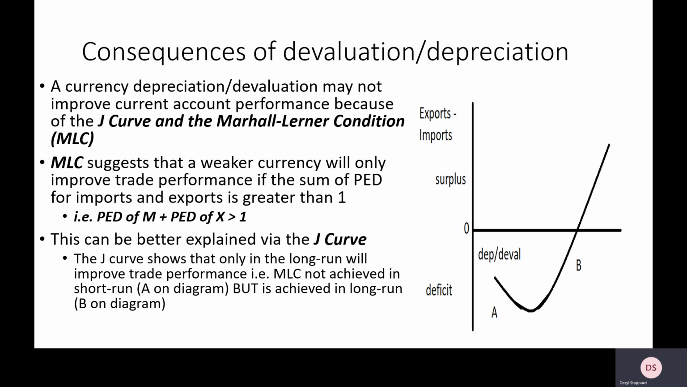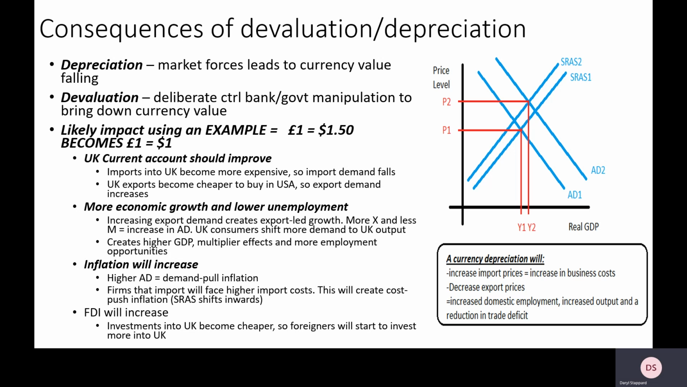Look at the diagram again. This is what we would expect to happen when a currency gets weaker. The current account should improve because imports will become more expensive, and exports will become cheaper. So weak pound: imports dearer, exports cheaper. That should improve current account performance and lead to AD moving outwards and SRAS moving inwards.